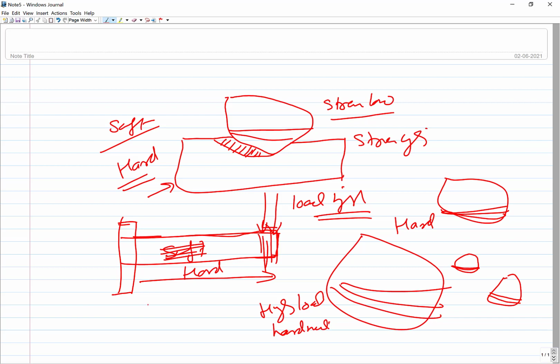So in this case, when the abrasive size is large, working on hard materials, it will break easily as compared to the case when the abrasive size is small and working on the hard material.